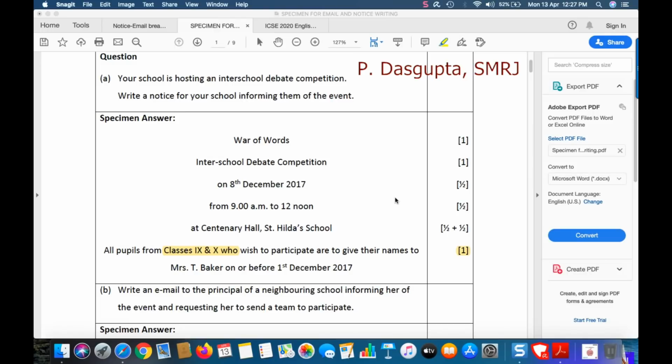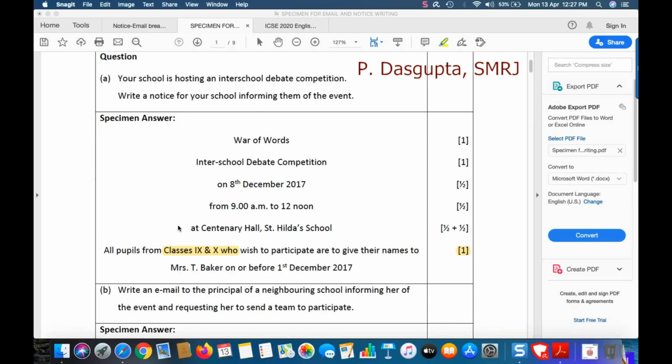So you can also say students of class 6 to 8 or whatever. But remember, if the question defines the target audience, you will have to use the same. So if it says your school is hosting an inter-school debate competition for classes 8 to 12, then you will have to write it here for classes 8 to 12.